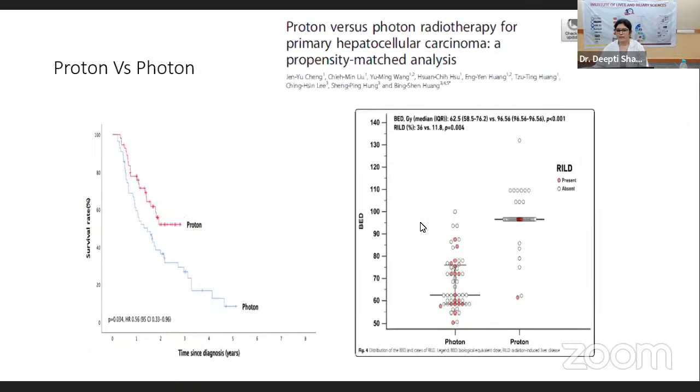In this trial where proton was compared with photon, it can be seen that even with proton therapy, they can give higher doses up to a BED of 110 gray with less chances of RILD, that is radiation-induced liver disease, and better overall survival.